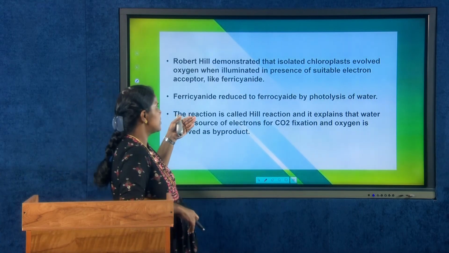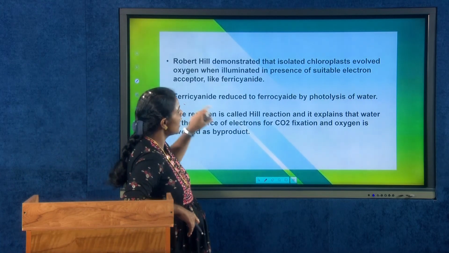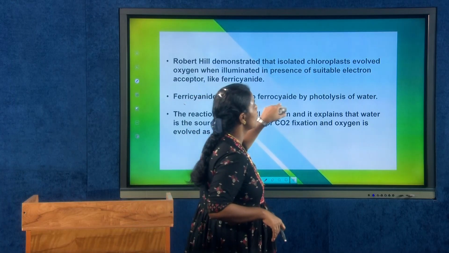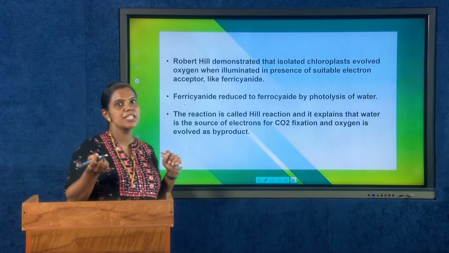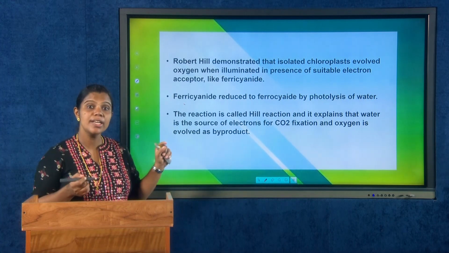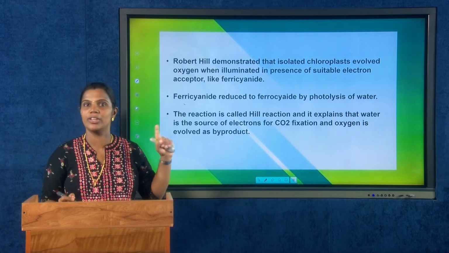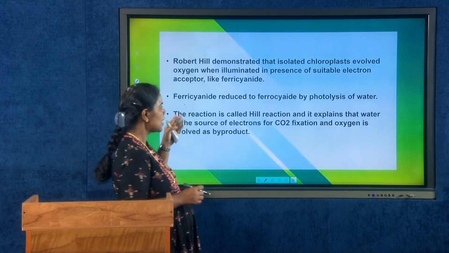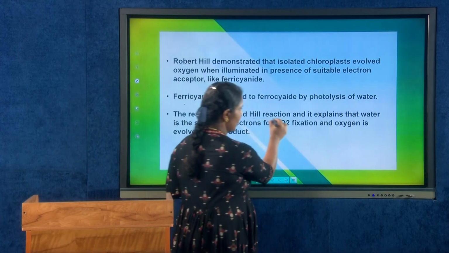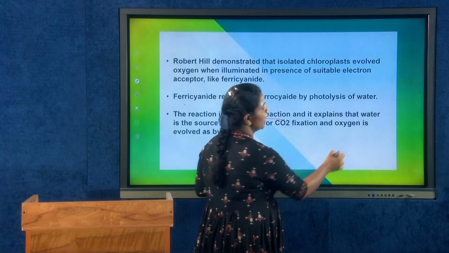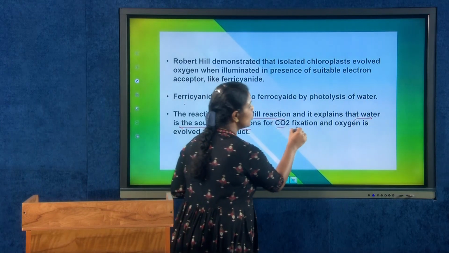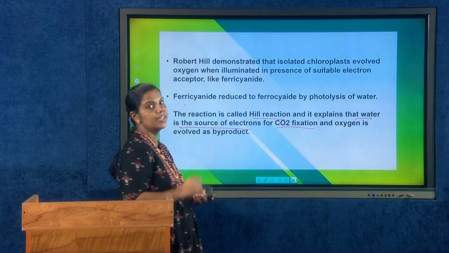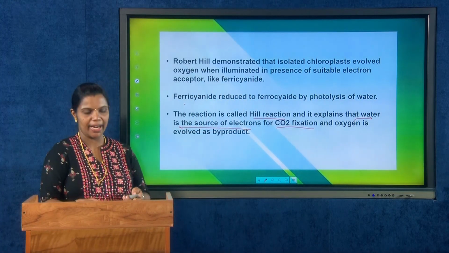So, what happens there? The ferricyanide is reduced to ferrocyanide by the photolysis of water. So, what did he understand from the experiment? He understood that water is the source of electrons for the reduction. So, this reaction is called Hill reaction, and it clearly explains that water is the source of electrons for CO2 fixation and oxygen is evolved as the byproduct.